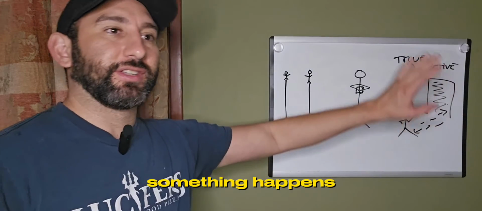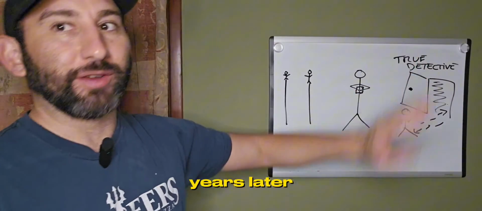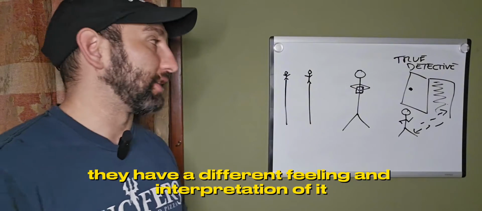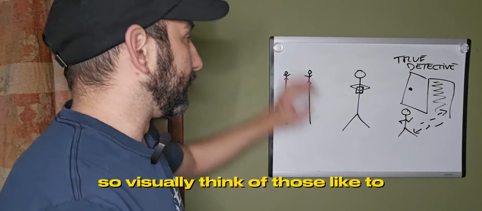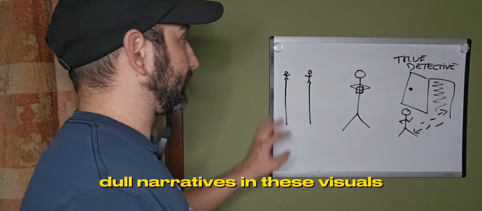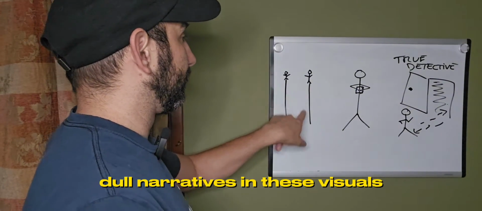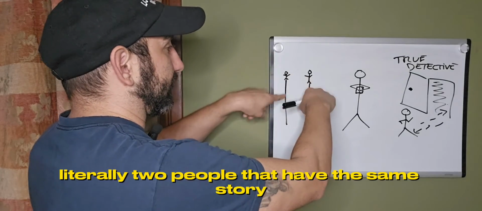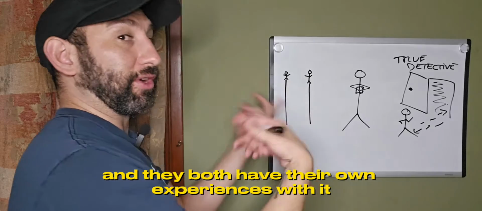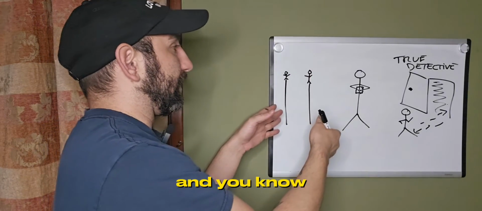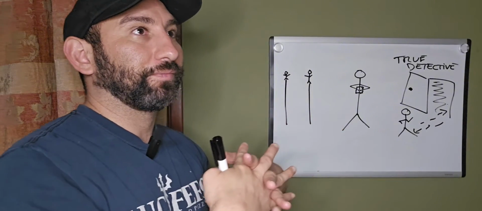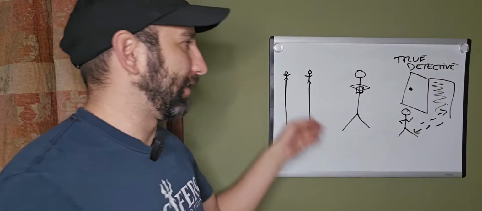So that's another really good example. Something happens, they have their story, years later they retell that story again, but they have a different feeling and interpretation of it, so to speak. So visually, think of those as the two dual narratives in these visuals. Literally, two people that have the same story that are talking to each other, and they both have their own experiences with it, and it enhances the parallels, obviously.